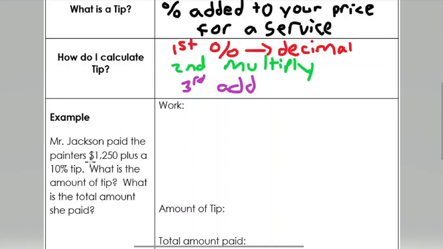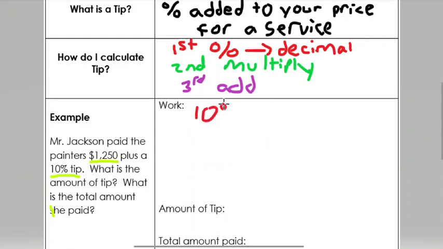Mr. Jackson paid painters $1,250 plus a 10% tip. What's the amount of tip? What's the total amount that, this should say he paid, not she, Mr. Jackson's a male. So what is the total amount that Mr. Jackson paid? All right, so my first step, I gotta change that percent to a decimal.